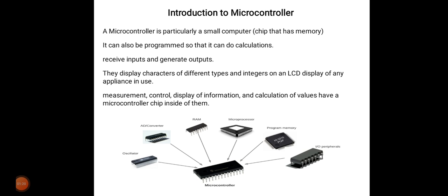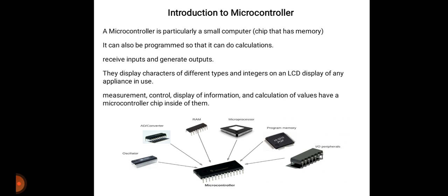First of all, introduction of microcontroller. You can see in this figure there are many devices in a microcontroller, that is oscillator, AD converter, RAM, microprocessor, program memory, input output peripherals. By combining all these devices we design or create a microcontroller. So a microcontroller is particularly a small computer. It is nothing but a small computer, and it can be said to be a chip that has memory.